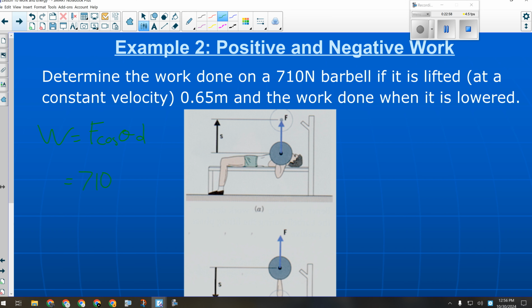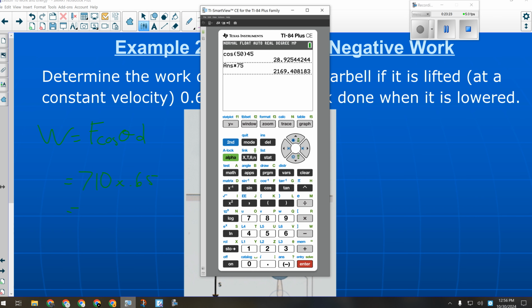What's the angle? I'm pushing the barbell this way, and the barbell is also going that way. Is there any angle between the force and the distance? Okay, so the angle is 0. What's the cos of 0? 1. So 710 times 1, which we wouldn't bother to write, times 0.65. All right, so 710 times 0.65.